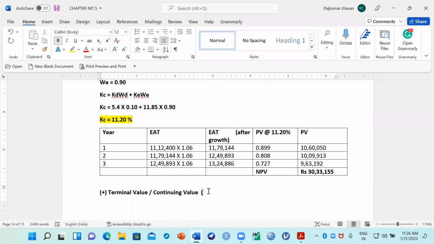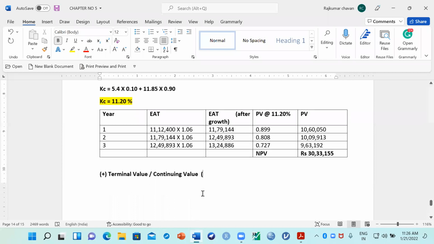So let me write down here. What is the terminal value? How to calculate? Just see here. The total cash flows they generated after the growth rate was 13 lakh 24,886 into. Now, after this, at what rate will the company grow? Can you put your answers in the chat box? The company is expected to grow after 3 years, at what rate?